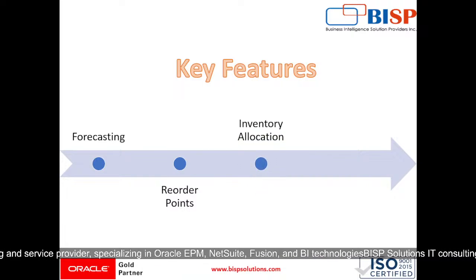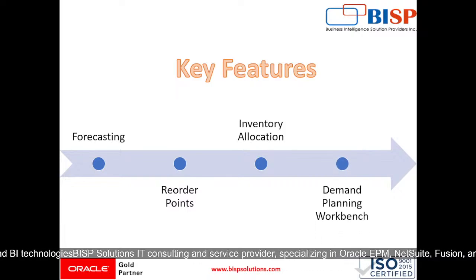Next is our inventory allocation, which ensures that available stock is distributed efficiently among multiple orders, which are prioritized based on predefined rules. Then comes our demand planning workbench, which provides a dashboard for managing forecasts, replenishments and allocations in one place only.